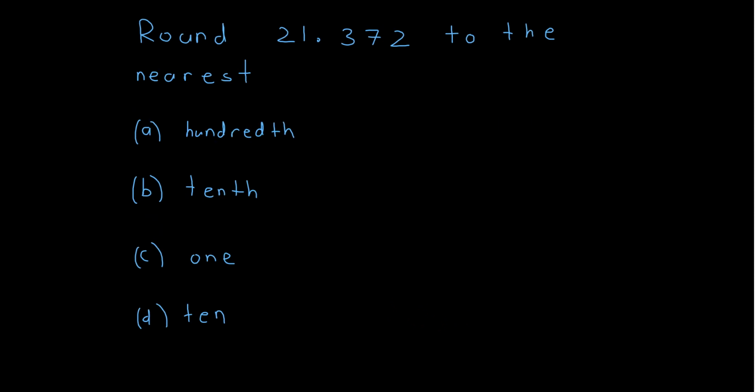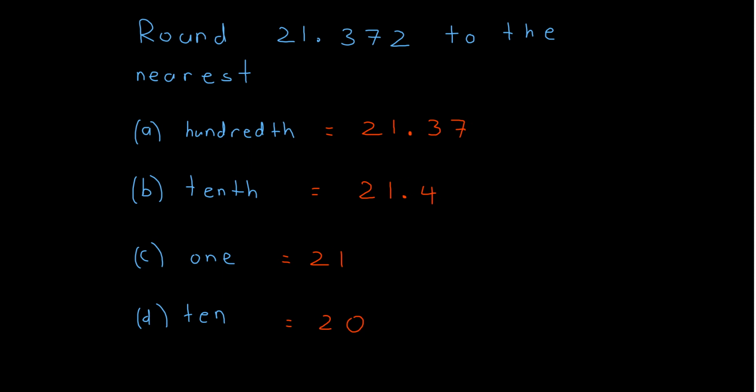Speaking of rounding off decimals, round off 21.372 to the nearest 100th, 10th, 1 and 10. Pause the video and have a go at that. Okay, let's hope you're done. So your solutions are 21.37, 21.4, 21 and 20.